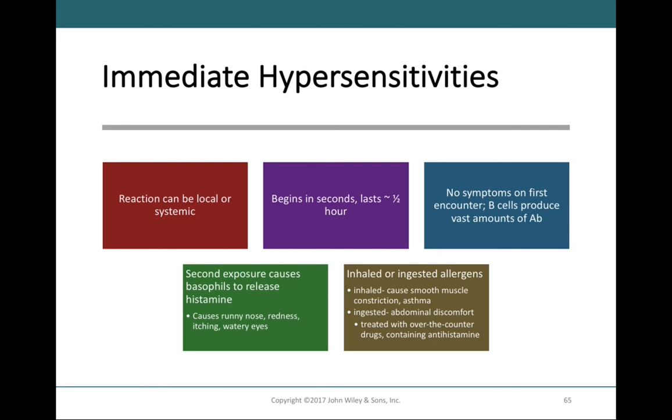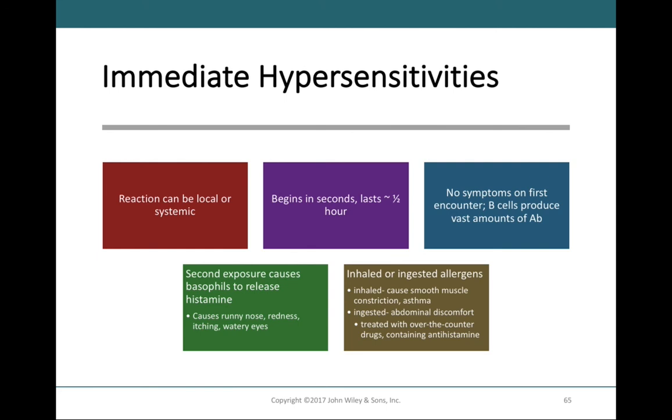Immediate hypersensitivities are also referred to as type 1 reactions or anaphylactic reactions. These are called immediate because they begin very, very quickly and they don't last for very long. The effects of immediate hypersensitivities can either be localized to a particular area or also systemic if the allergens can make their way into the bloodstream. Some of the common symptoms of immediate hypersensitivities are the characteristic runny nose, watery eyes, and itchiness.